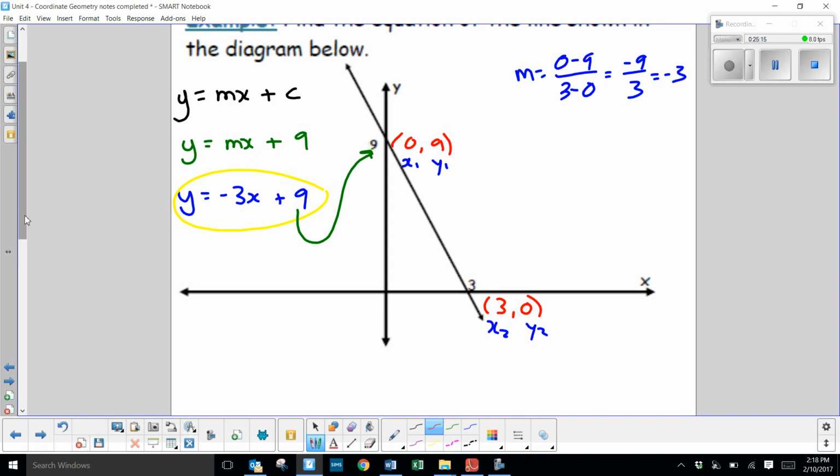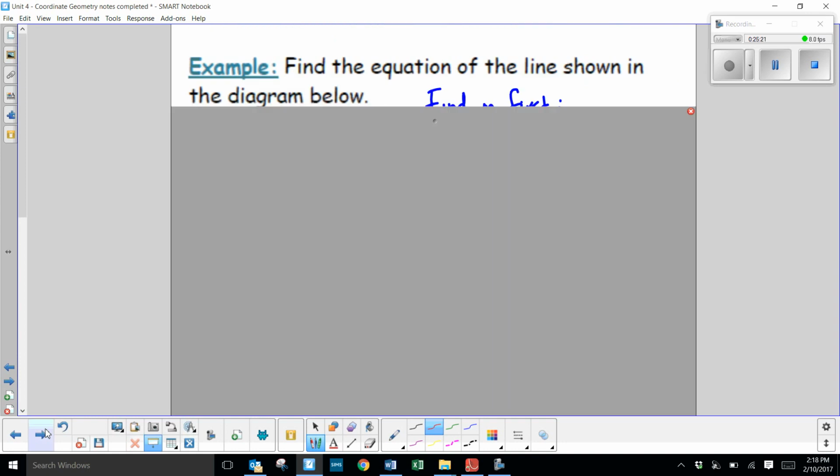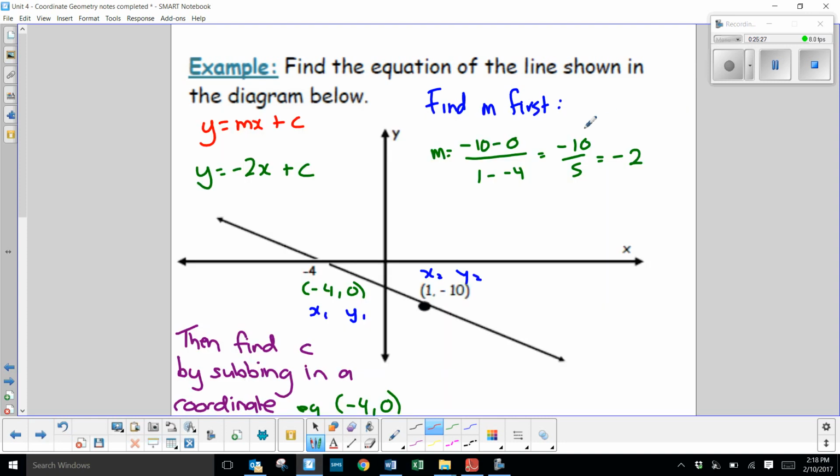And another little one. Find the equation of the line shown in the diagram first. So let's see, we don't have the y-intercept, a bit awkward. We've got the x-intercept, but that doesn't help us in terms of the y-intercept just yet. So find the gradient first, because you've got two coordinates. y equals mx plus c. So this coordinate here is -4 and 0, x1, y1. This coordinate could be your x2, y2. Work out the gradient, y2 minus y1 over x2 minus x1. We get this, which simplifies to this. Therefore, y equals -2x plus c.